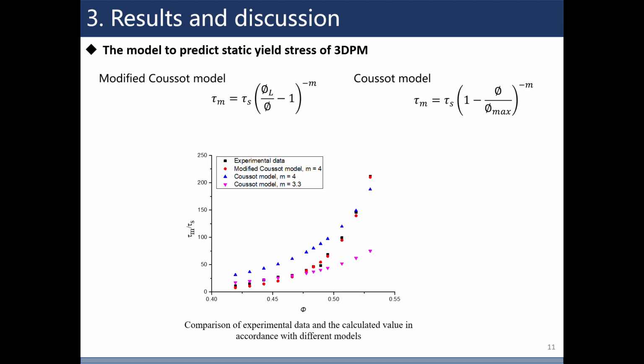This slide shows the comparison results of experimental data and the calculated value in accordance with different models. It's obvious the modified Krieger model can provide a description of the relationship between the yield stress ratio and the volume fraction of aggregate. This indicates the modified Krieger model can be used to predict the yield stress of certain printing mortar.